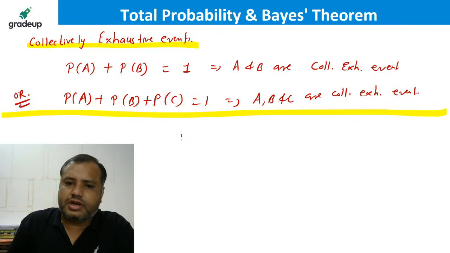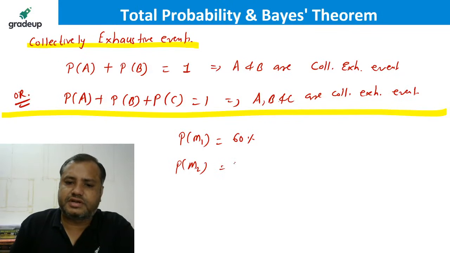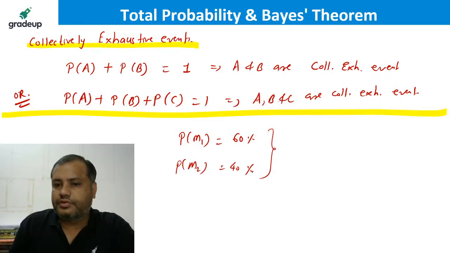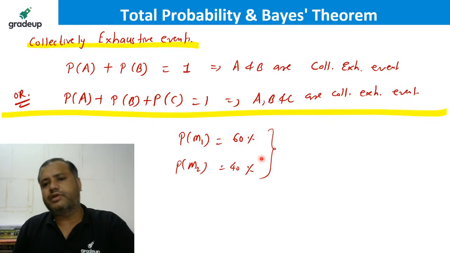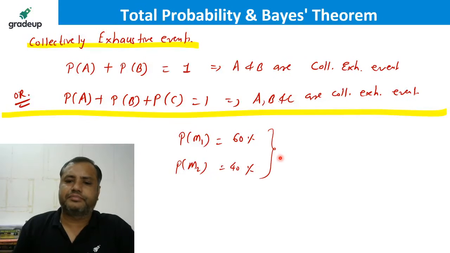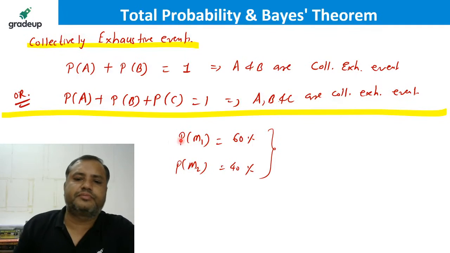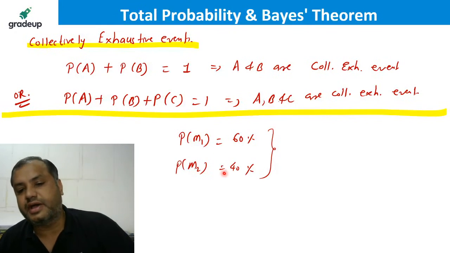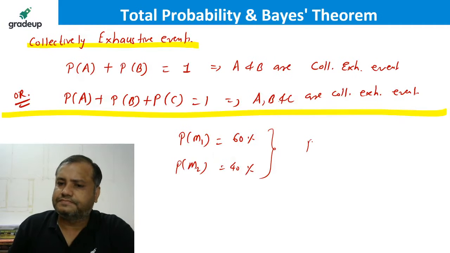Machine 1 is contributing 60% and machine 2 is contributing 40% to your requirement. So when you collect the objects being produced by machine M1 and machine M2 together and you randomly select an item from the total production, what is the probability that that particular item is produced by machine M1? That is 0.6, 60%. And what is the probability that that item is produced by machine M2? It will be 40%, 0.4. So if I add these two, I am getting 1.